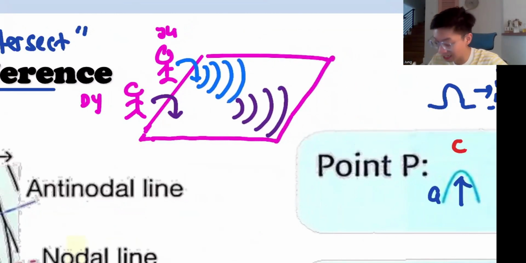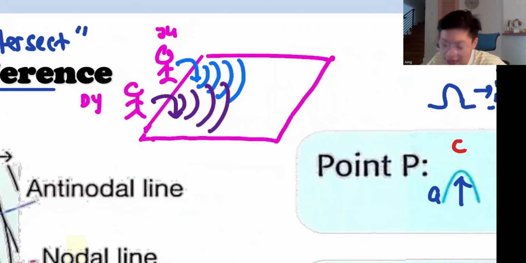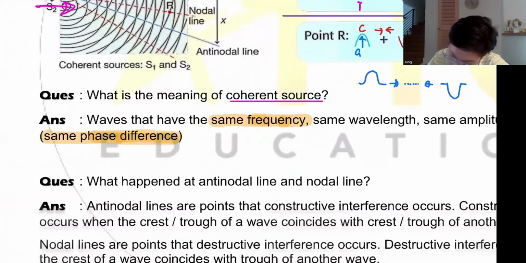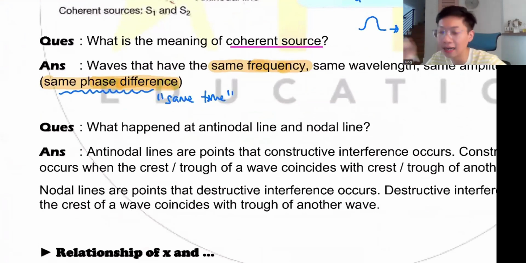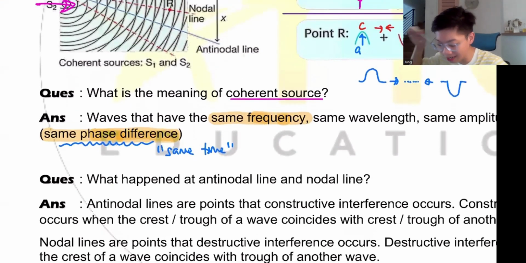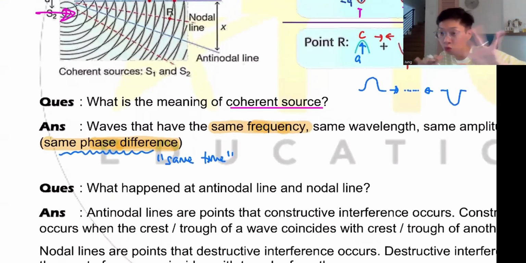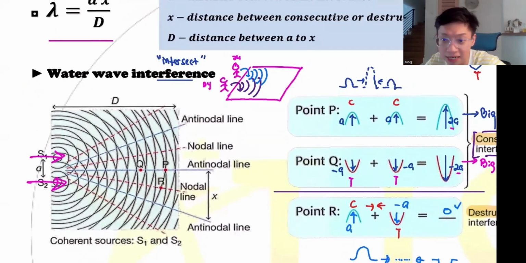What you need is, I need Davin to jump into the water with me at the same time, then these two waves can interfere with each other. So these two waves must be produced at the same time. When we say same phase difference, it is something like same time. To be more detailed, we have to explain using calculation, which you don't learn in SPM. So same phase difference is something like same time.